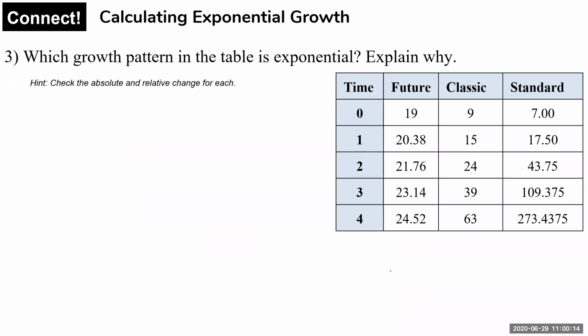Now, we have established a while ago that when absolute change stays the same, we have a linear model. And when relative change stays the same, we have an exponential model. So this table, we want to use it to identify which growth pattern is exponential. So right away, we have to look for the relative change. We have to check for future, classic, and standard. We have to find the relative change for each of them. So the one that happens to have the same relative change will have an exponential growth.